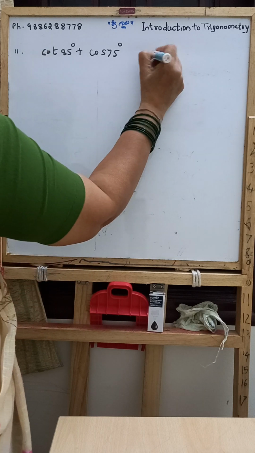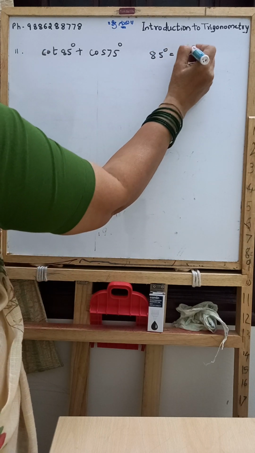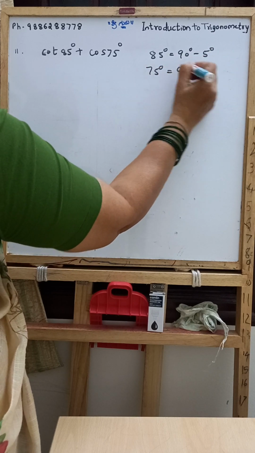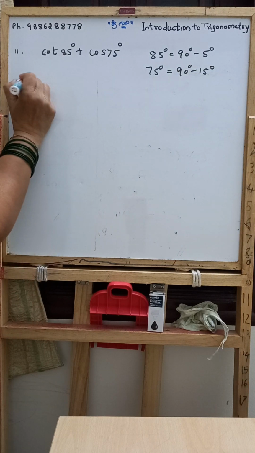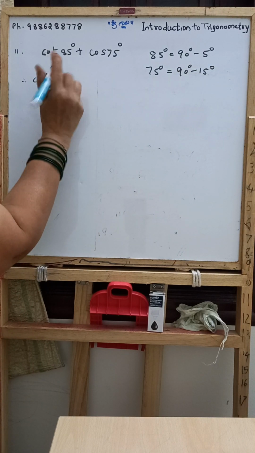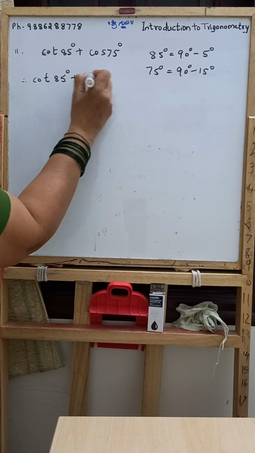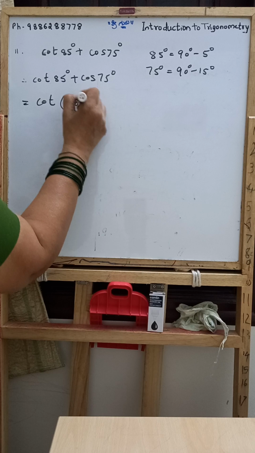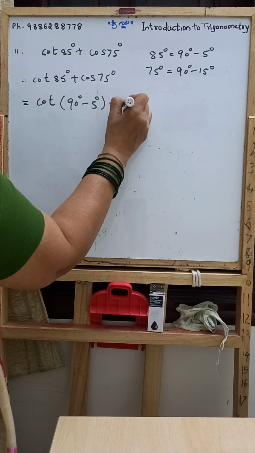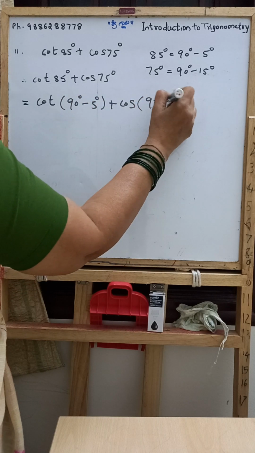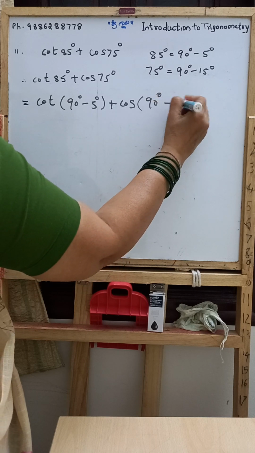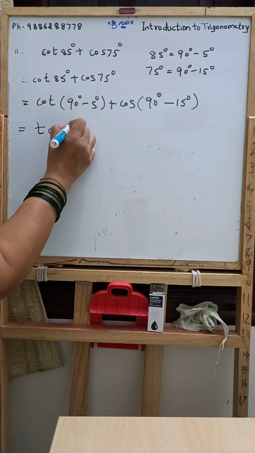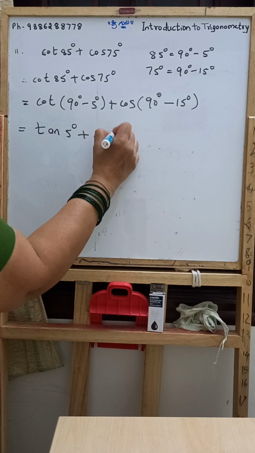We can write 85 degrees is equal to 90 minus 5 degrees, and 75 degrees is equal to 90 minus 15 degrees. Therefore, cot of 85 can be written as cot of 90 degrees minus 5 degrees plus cos of 90 degrees minus 15 degrees. This can be written as tan of 5 degrees plus sin of 15 degrees.